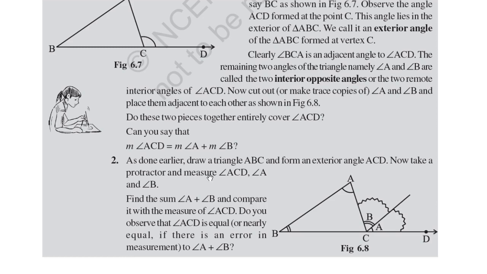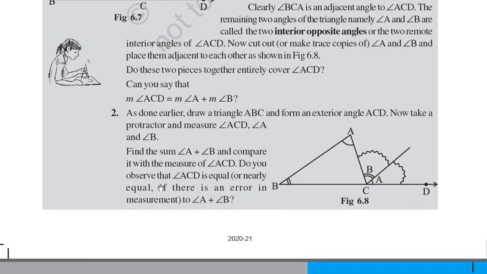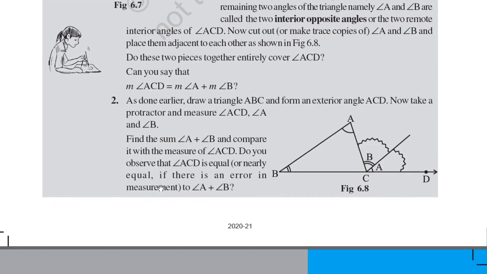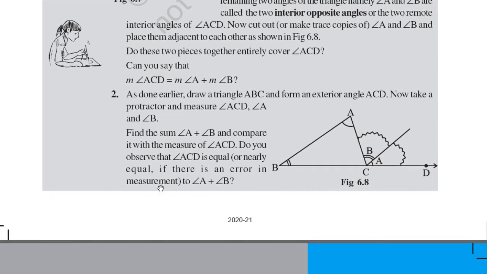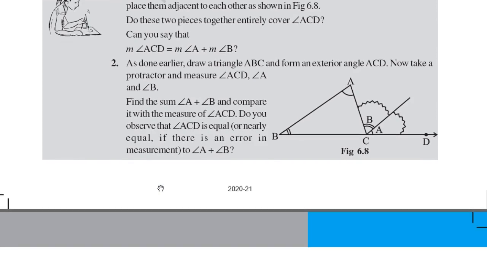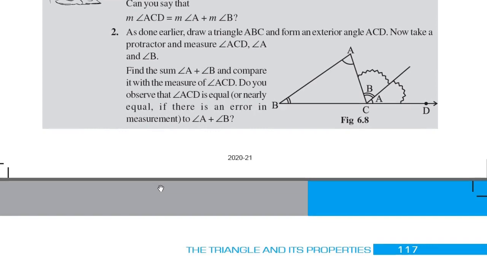As done earlier, draw a triangle ABC and form an exterior angle ACD. Now take a protractor and measure angle ACD, angle A and angle B. Find the sum of angle A plus angle B and compare it with the measure of angle ACD. Do you observe that angle ACD is equal, or nearly equal if there is an error in measurement, to angle A plus angle B?